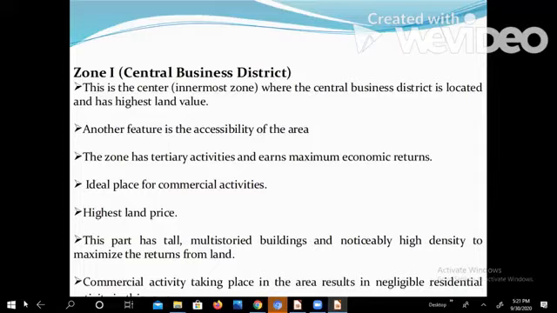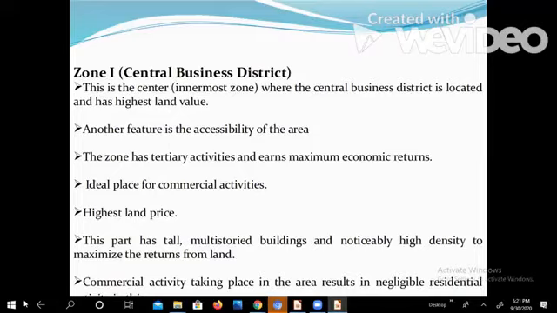Now, since it is the most important, since it is an ideal area, what happens? It is very good for commercial activities. Now you can see over here, it is written as tertiary. This zone has tertiary activities. Now, as you might know, we have basically three types of activities: the primary activity, the secondary activity, and the tertiary activity.